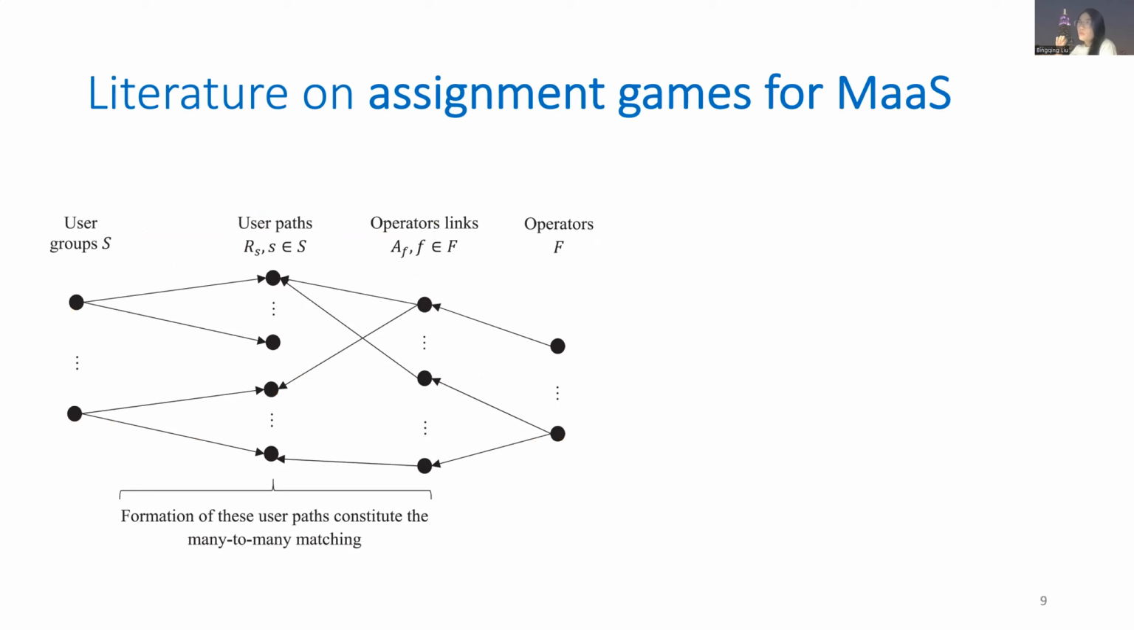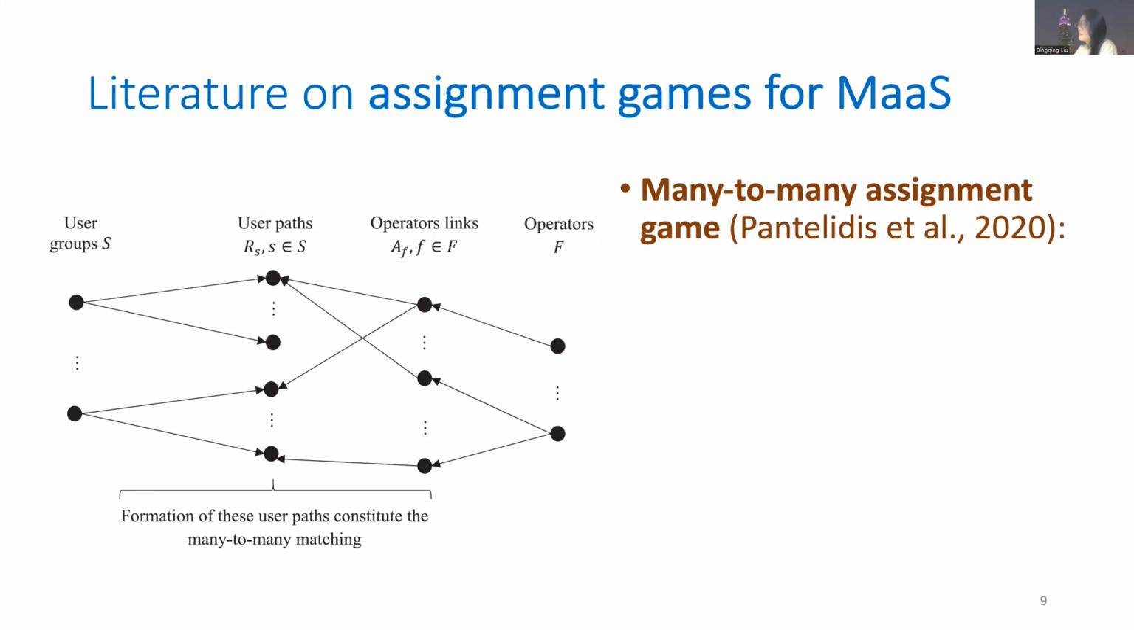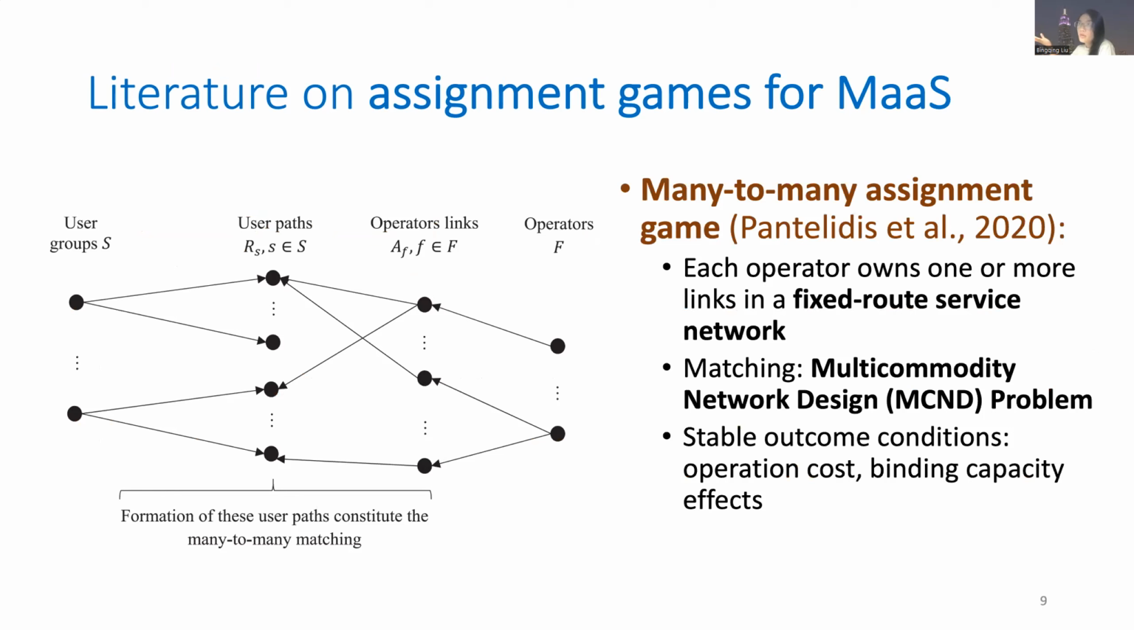Okay, so within a mobility as a service platform, we have this kind of many-to-many assignment game. Why is this many-to-many? Because the users are choosing paths, and each user's path is going to be multimodal, and it's going to be operated by a set of different operators. And one operator is going to be serving a bunch of users. So that is why this is a many-to-many assignment game. This paper already looks at the fixed route service within this subnetwork, but ignores other operation strategies, like on-demand operation strategies.